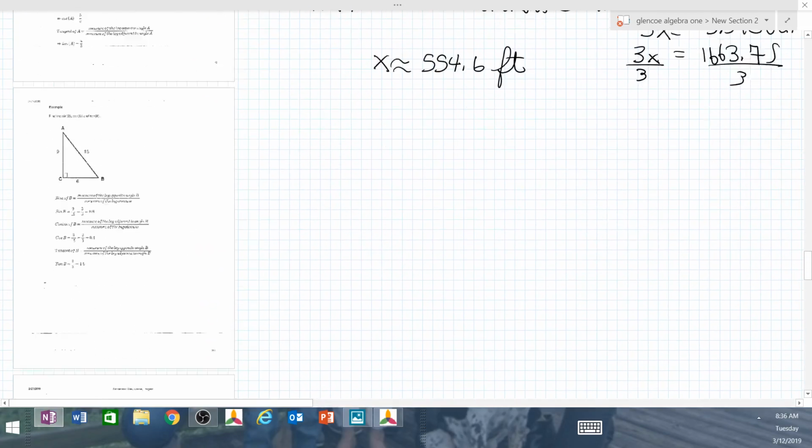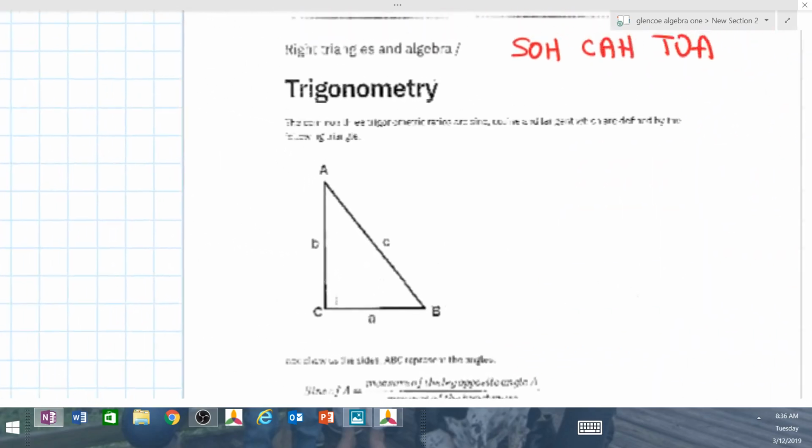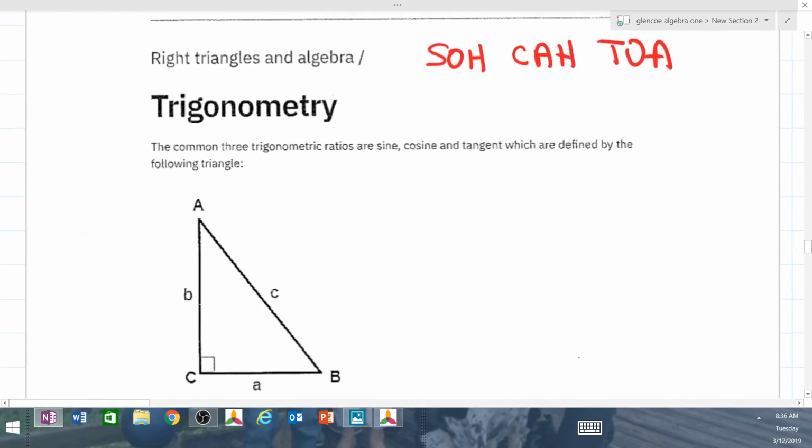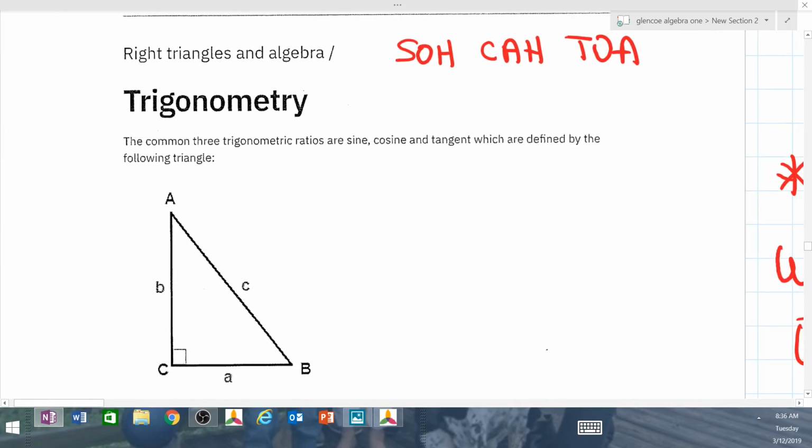Okay, today I'd like to pick it up, and I'd like to start with something very simple and very easy. We're going to talk about right triangles and algebra. The 3 common ratios in trigonometry are the sine, the cosine, and the tangent, which are defined by the following triangle. Now, when we talk about the sine, the cosine, and the tangent, we're not going to be talking about the sine, cosine, and tangent of the right angle, but we're going to be talking about the other 2 angles, which are less than 90 degrees, or in this case, which are acute angles. Remember, an acute angle is less than 90.